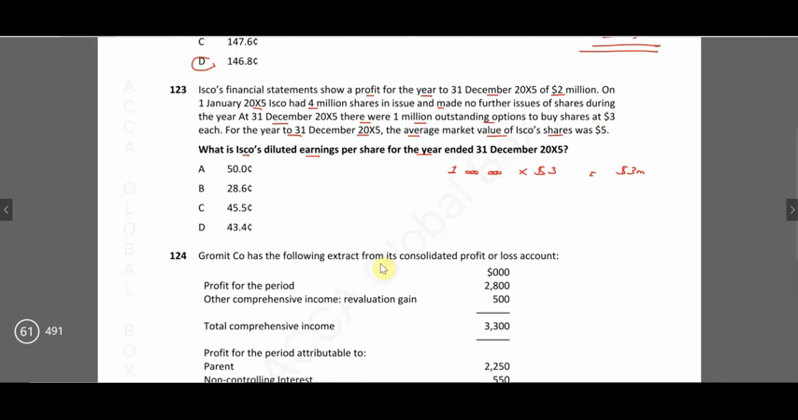For the year to 31st December, the average market value of ISCO share is $5. You know, these 3 million is not the dollar. These are the 3 million options. So when you convert 3 million options into the shares, 3 million divided by $5, you get 600,000 shares. Now you see 1 million outstanding option. 1 million is 10 lakh. So out of 10 lakh, 600,000 are this, and the rest 400,000 are going to be the notional shares.